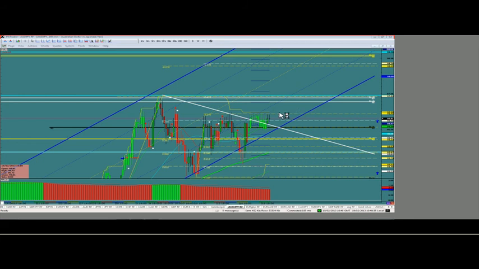Right now she's flopping around, just doing sideways movement here, and there's nothing to trade while we're in a sideways movement. Just wait till she breaks. If she breaks above the 9700, now we got 44 pips to here, and we got 150 pips up here.